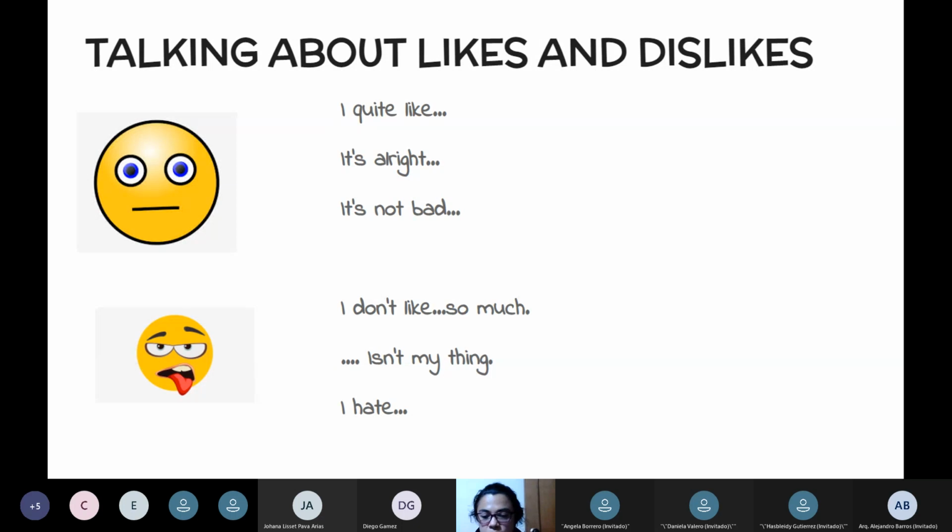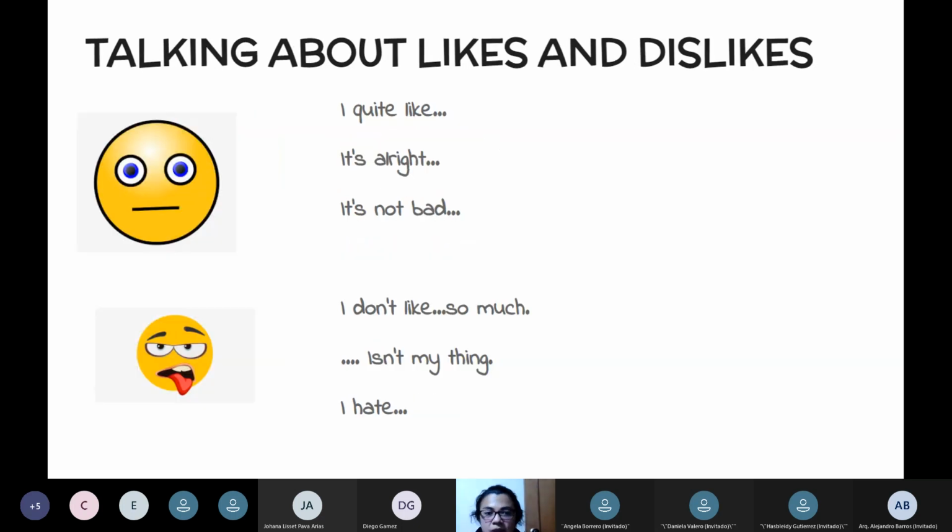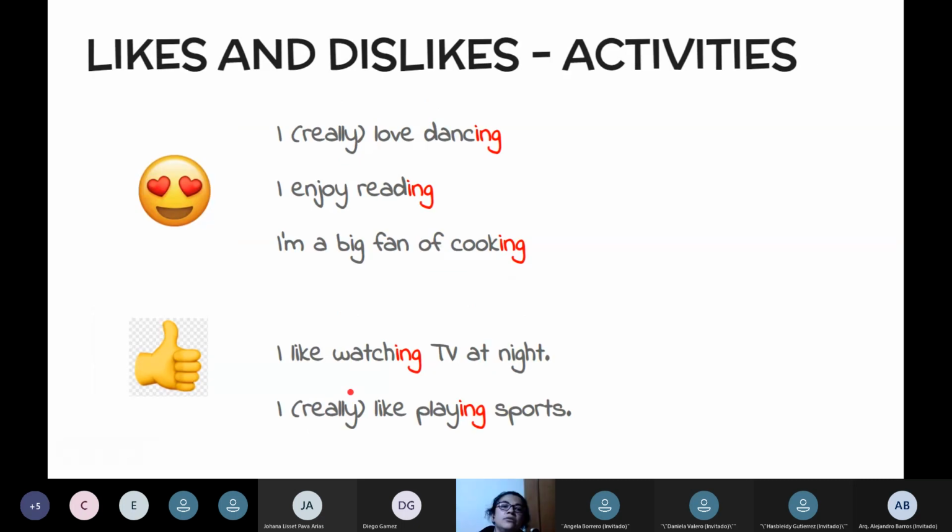So we use these expressions to talk about the things we really like or we like, the ones that are okay for us, even if they are not our favorites, and the ones that we definitely don't like at all, all right? Some things to take into account, guys, when we talk about activities, all right? We are going to use ing, okay?